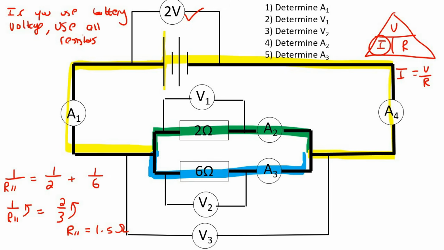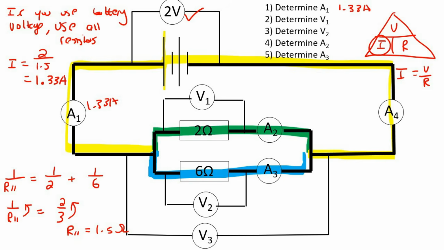Okay, so now we know the voltage. We're going to use that, and we know the total resistance, so we can go work out the current. So we can say 2 divided by 1.5, and to 2 decimals, that would give you 1.33 amps. So now we can use that current for the rest of the lesson, 1.33 amps. And let's just fill it in over here as well.